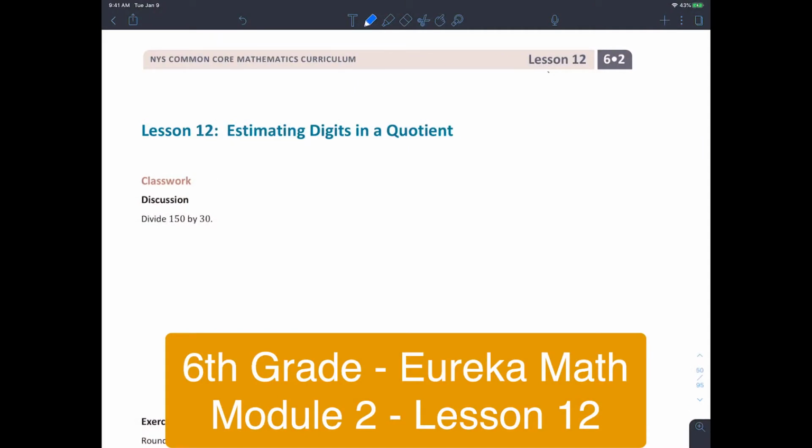Lesson number 12, estimating digits in a quotient.